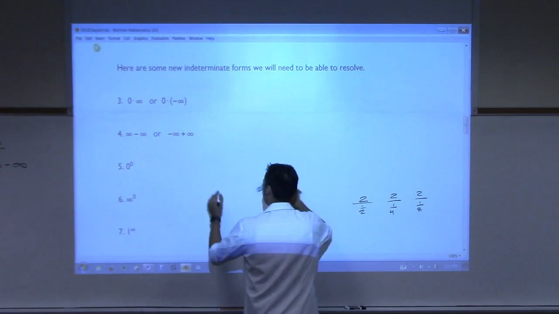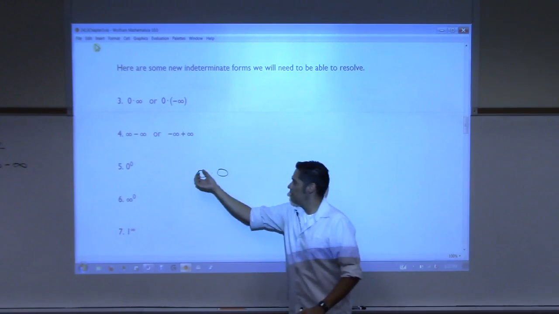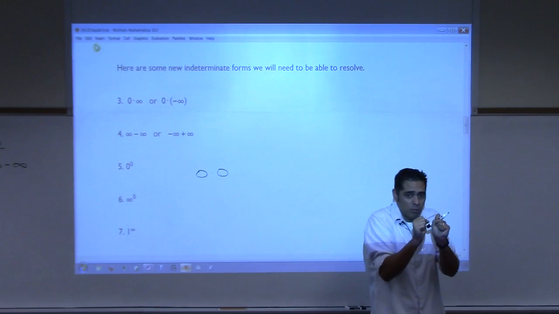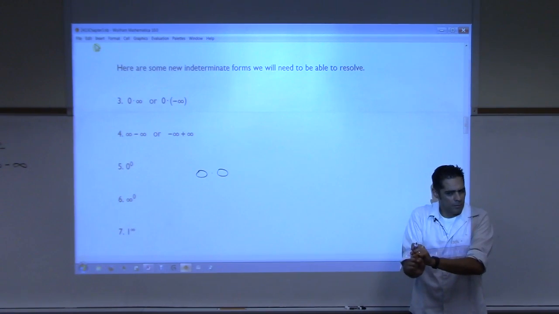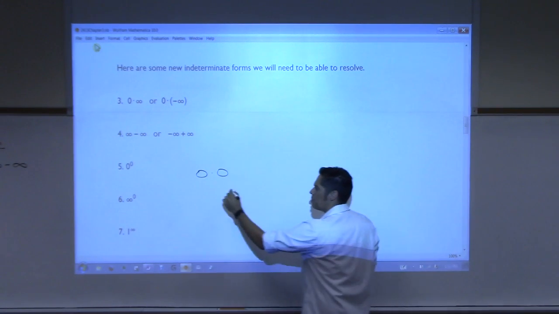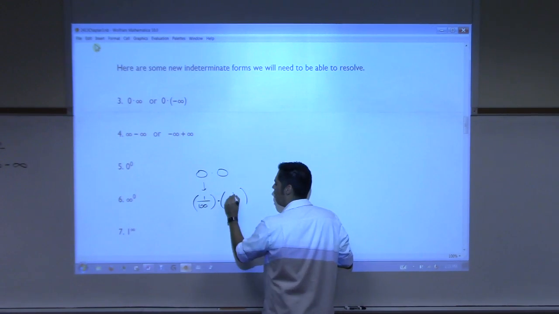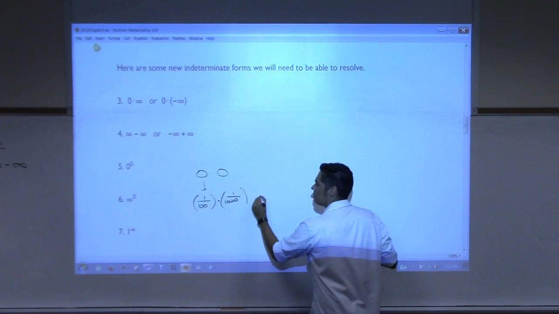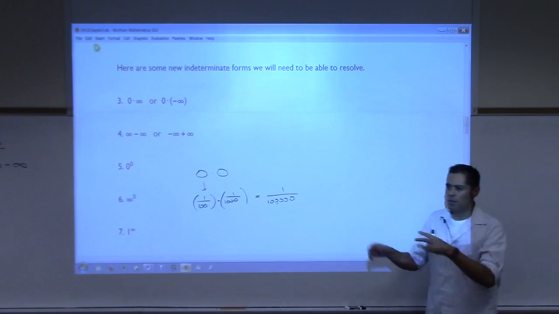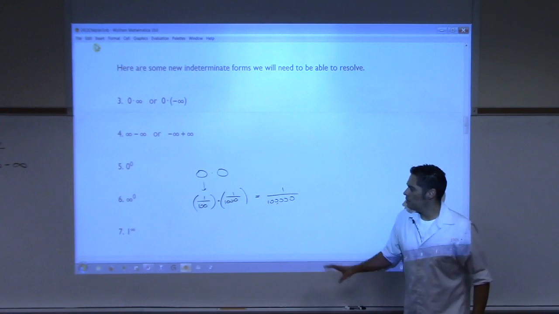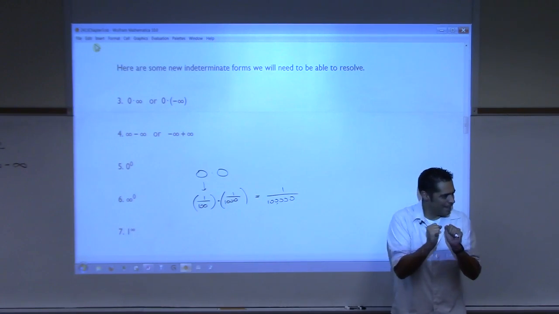0 times 0 is not a problem. One number wants to get really small, the other one's going to get really small, and when you multiply two really small numbers together, they get even smaller. Do you believe that? If I take a small number, like 1/100th, and I multiply it by another number that's really small, 1/1000th, the answer is 1 what? 100,000, because you multiply straight across, right? This number is even smaller than both of these, right? So they help each other out. They get smaller together fast.